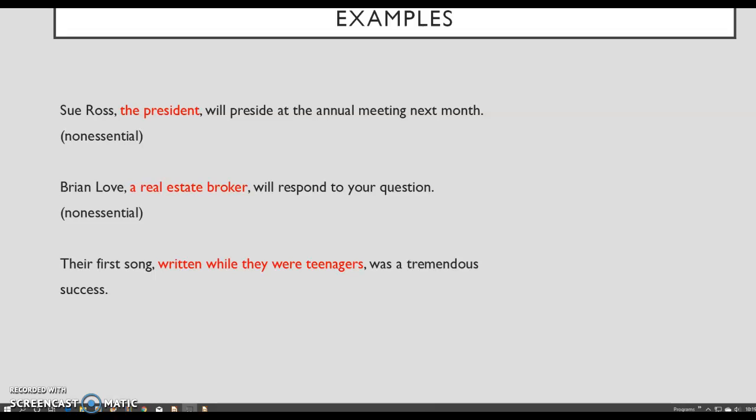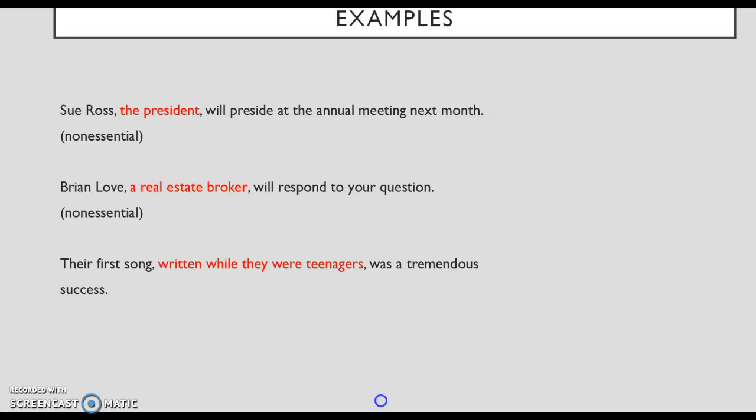Their first song, written while they were teenagers, was a tremendous success. You see that the first song was a tremendous success is all the essential information, and the fact that it was written while they were teenagers is additional information.